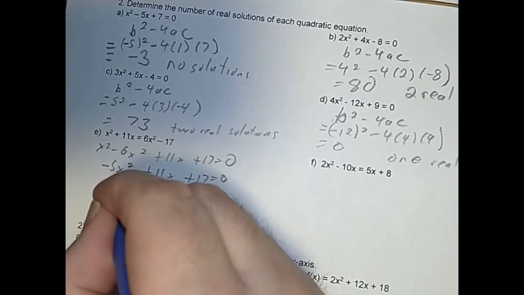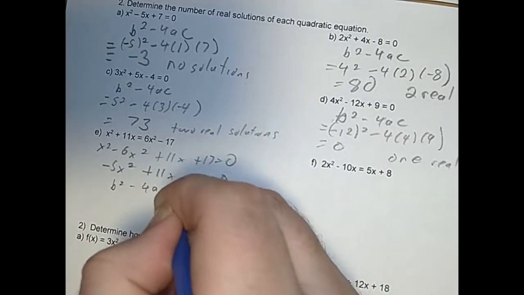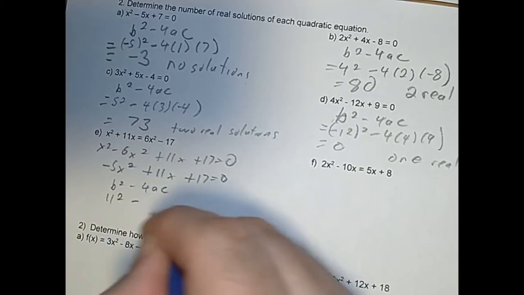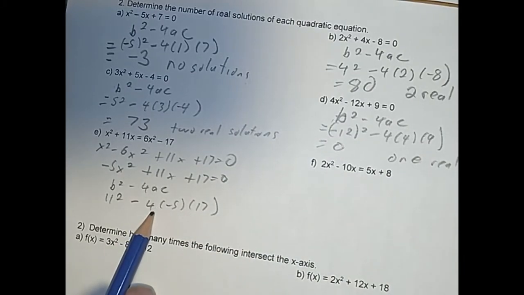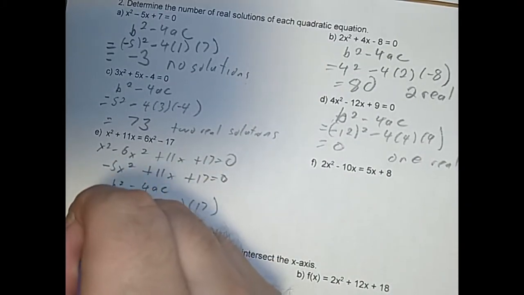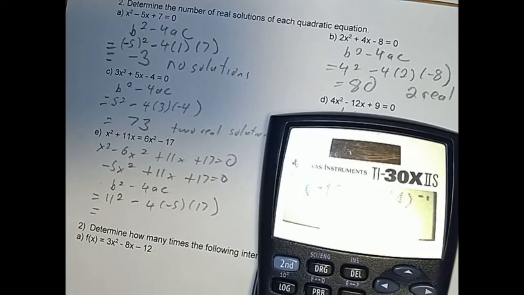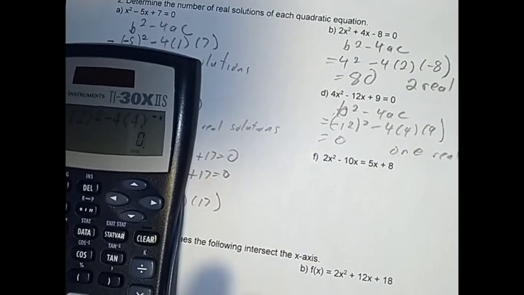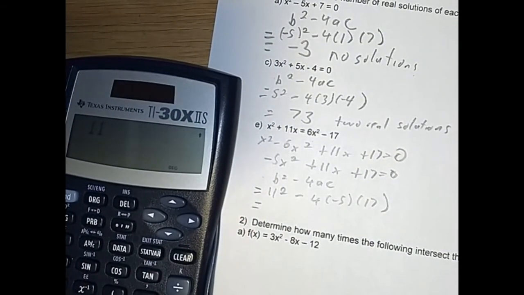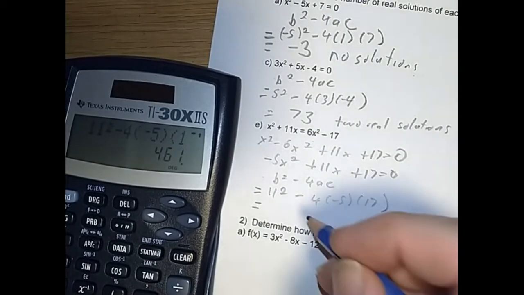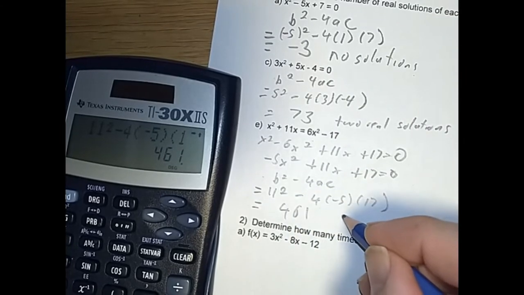So here we go, b squared minus 4ac. So b is 11 squared minus 4 times negative 5 times 17. I can already see the two negatives make a positive. This is definitely going to be a positive answer. So let's just put the answer here. So we got 11 squared minus 4 negative 5 and 17. And you get 461. So you got two real solutions.